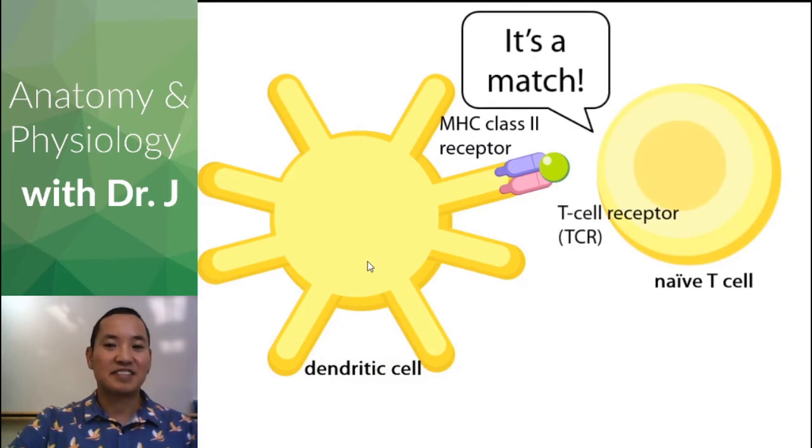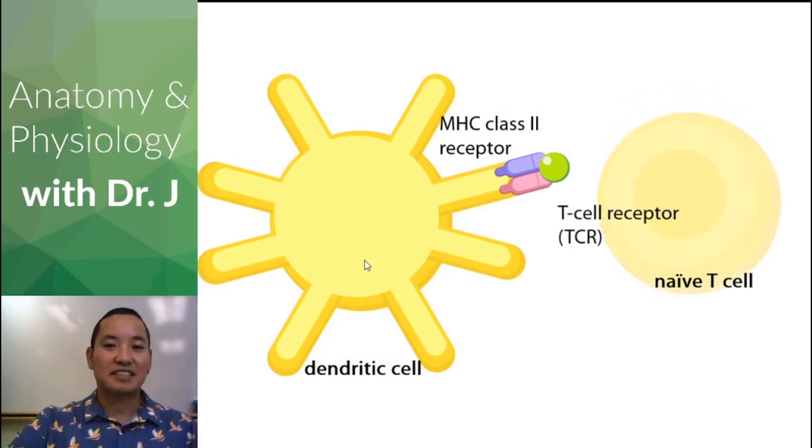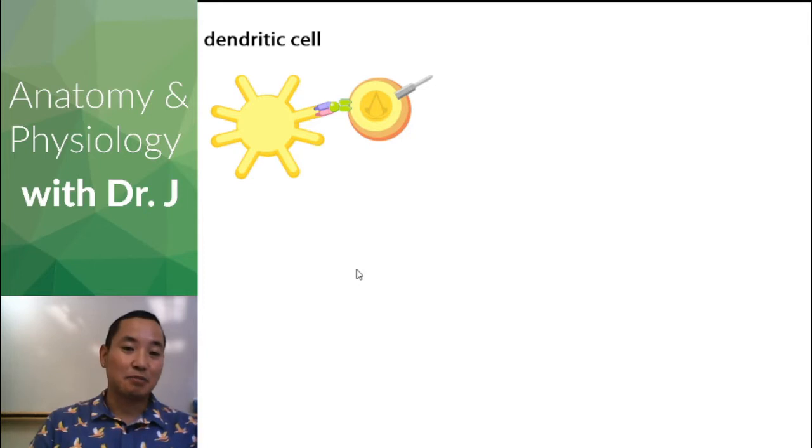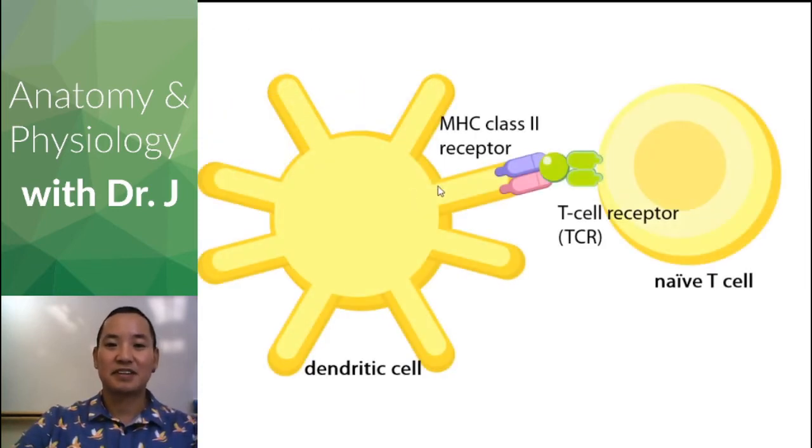Well, this naive T cell gets very excited. It's a match. So now they're very happy there's a match. So what happens when they get that match? Well, these T cells become activated, and remember, they can become T helper cells or cytotoxic T cells. So what we have here is an activated T cell because why? Well, this T cell receptor over here is recognizing the antigen presented by the dendritic cell on its MHC class II receptor.